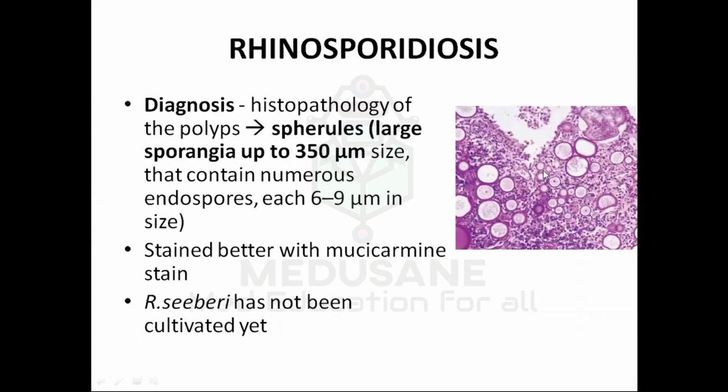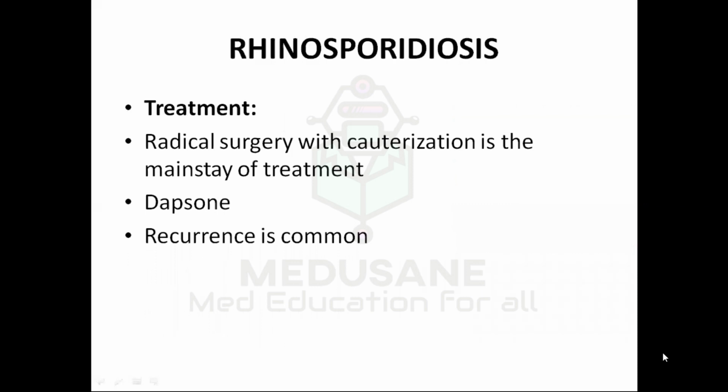This is a histopathological polyp. We can see the spherules, right? It stains well with mucicarmine also, and Rhinosporidium we cannot cultivate. The treatment we can give is radical surgery with the cartilage, the mainstay of treatment. Dapsone also we can give. But the only thing is that recurrence is very common in rhinosporidiosis.